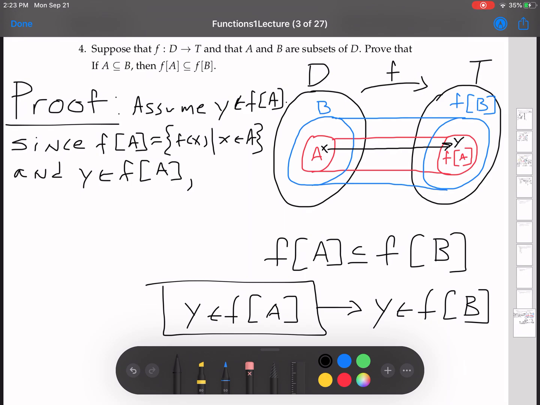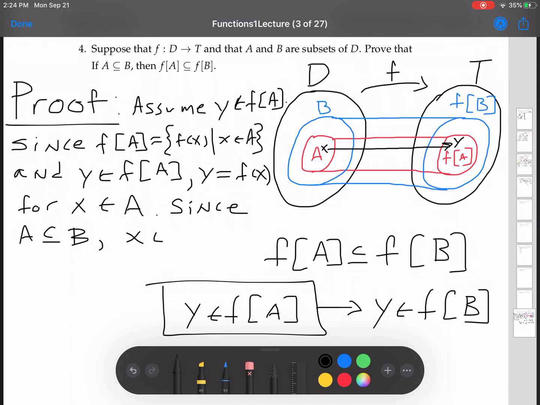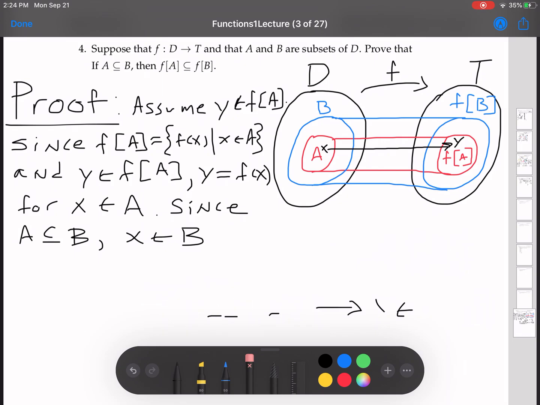Since f of A is the set of all f of x such that x is in A, and y is in there, y equals f of x for x in A. Now, since A is a subset of B, x is in B. Since A is a subset of B and x is in A, x also has to be in B.